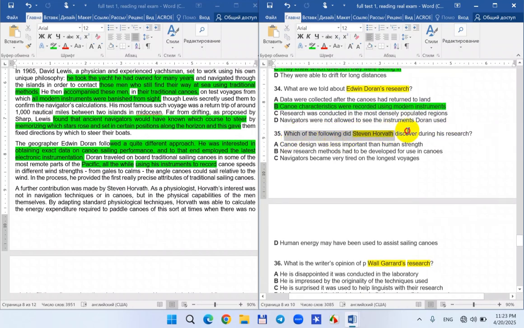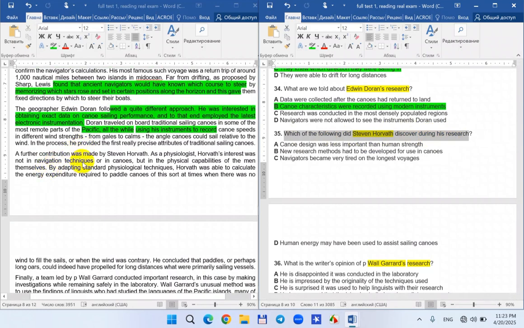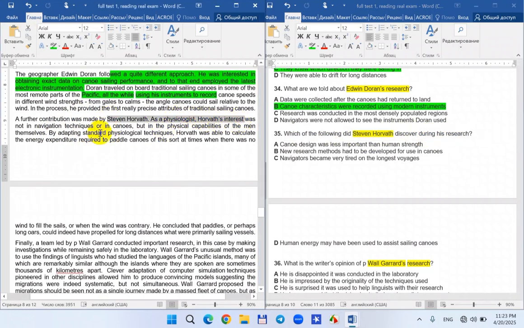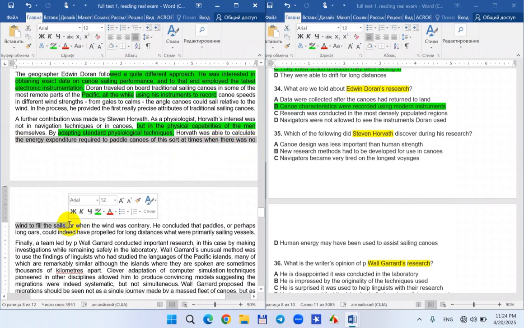Which of the following did this person discover? Okay. Techniques in canoes. Look, Hoover's interest was not in navigation techniques or in canoes, but in their physical capabilities of man. By adapting standard physiological techniques, he or she was able to calculate the energy expenditure required to paddle the canoes of this sort at times when there was no wind. Okay, when there was no wind, they used physical capabilities.